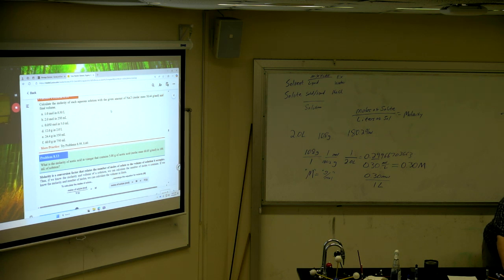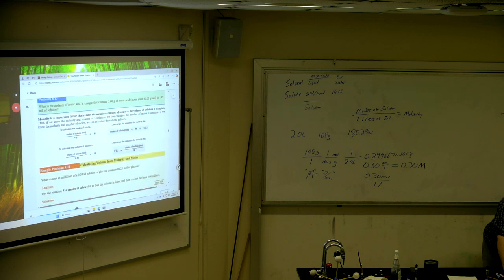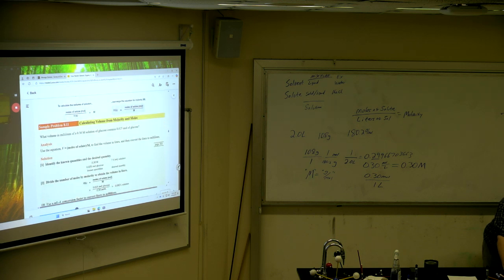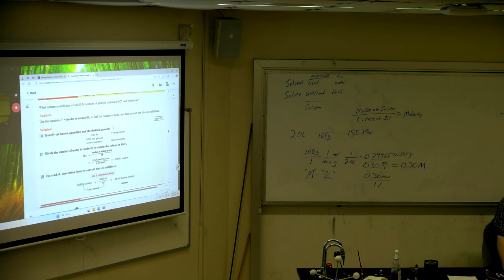Those are done just like these. And notice they give you 58.44 grams per mole for NaCl, but you could have calculated that yourself without any trouble. I'm looking for some kind of variation. Okay, here we go. What volume in milliliters of a 0.3 molar solution of glucose contains 0.025 moles of glucose? And they're actually using the thing we just calculated, 0.30.